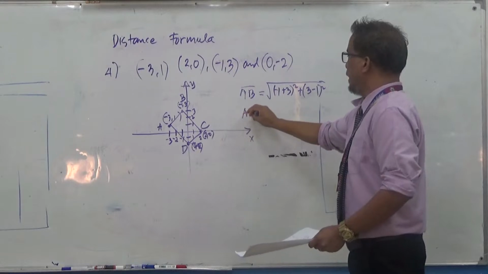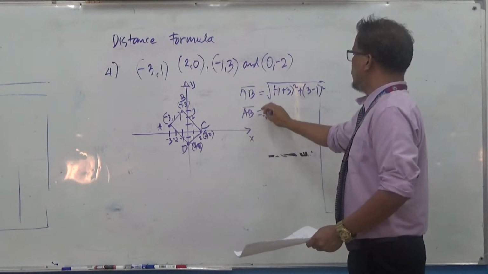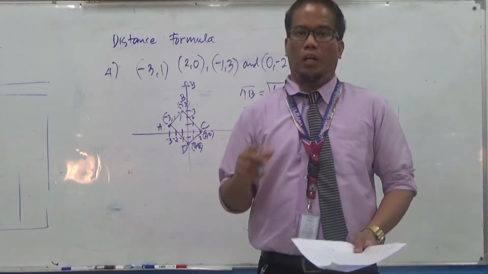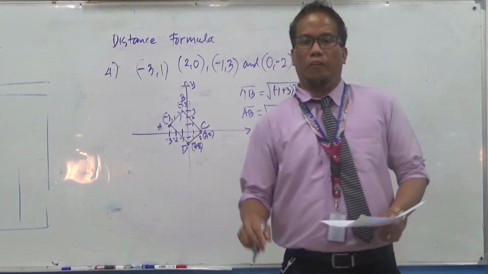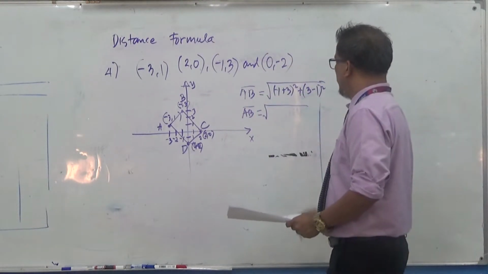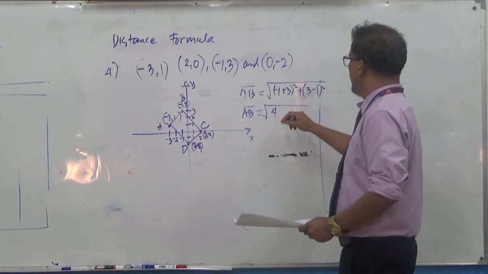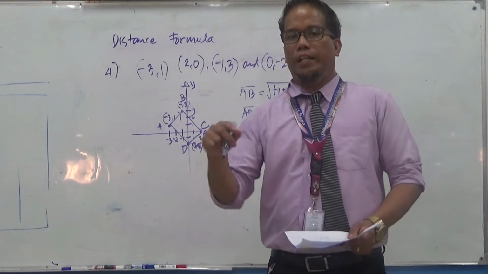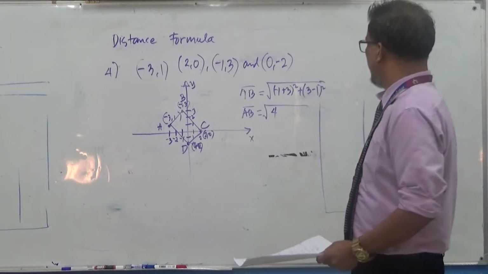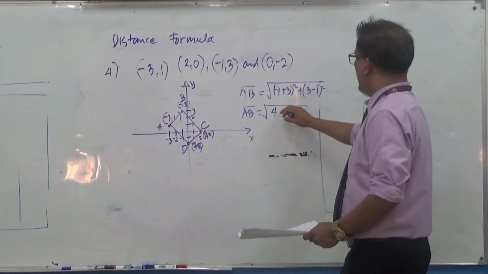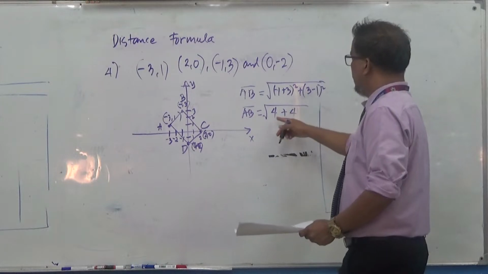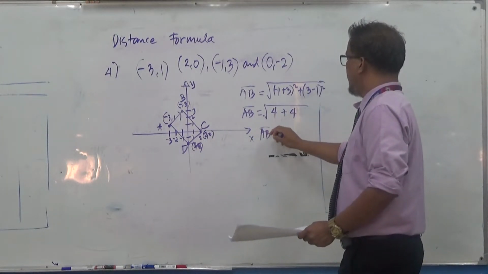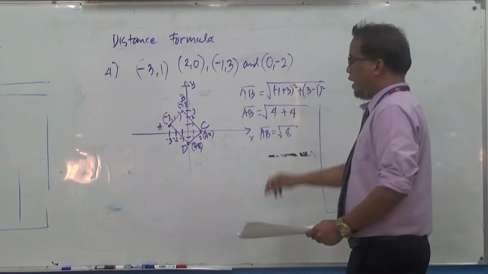Okay, then segment AB is equal to the square root of, negative 1 plus 3 is equal to how many? So it's equal to positive 2. Then 2 squared is equal to 4. Then 3 minus 1 is equal to 2 also. Then 2 squared is equal to 4. Then 4 plus 4 is 8, so segment AB is equal to the square root of 8.